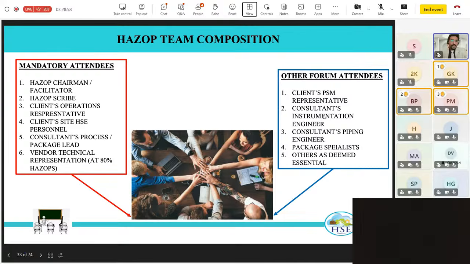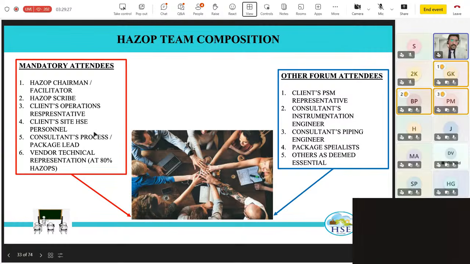So the mandatory attendees are the HAZOP chairman or the facilitator. Next is the HAZOP scribe. Then, most important, the client's operations representative, client site HSE personnel, then consultants. There are many EPCs involved, so it would be the consultant process or the package lead. Next is vendor technical representation. This is again important at 80% HAZOPs, we don't proceed without it. So all these mandatory attendees are required for a HAZOP to initiate or function.